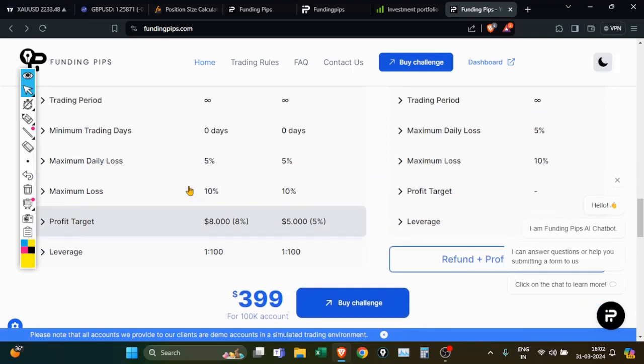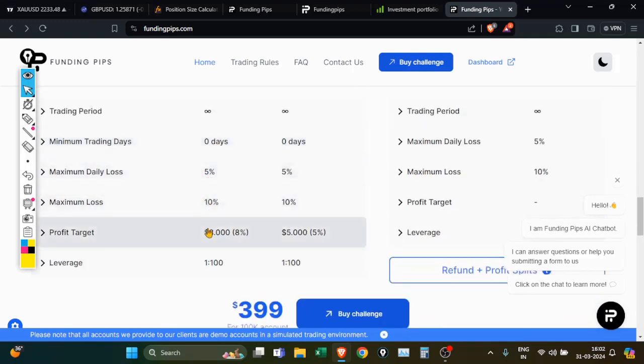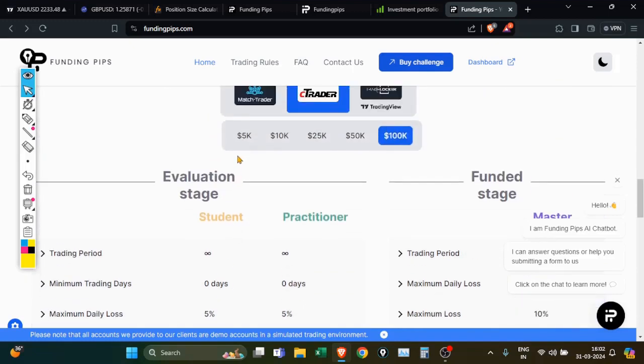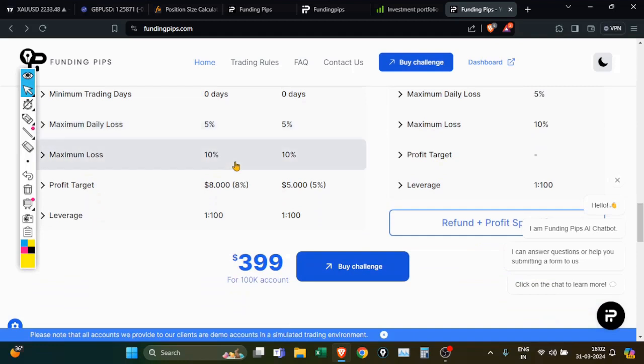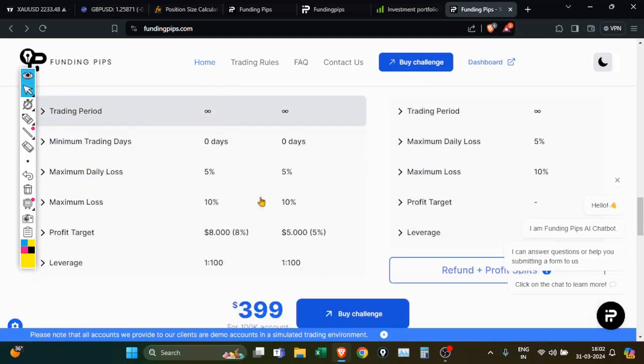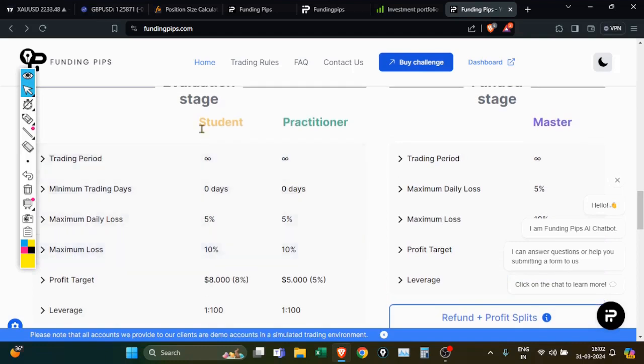And the next is the profit target. In the student phase, the profit target is 8% of your account. 8% means if there is a 5k account, it is around $400 to $450. And in the practitioner phase, it's 5%, that means $250. When you pass the student phase, you will get to the practitioner phase, and after you qualify both the rounds, you will get the live account, and from there you can trade.